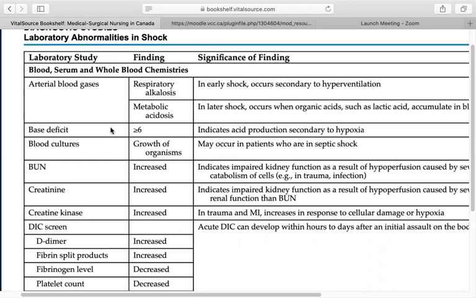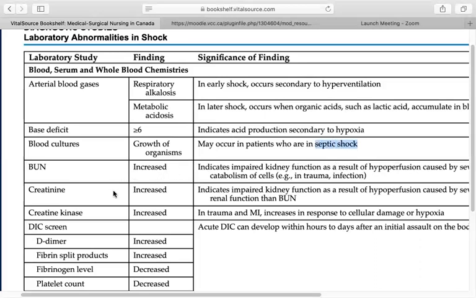Base deficit, don't worry about that one. Blood cultures totally makes sense, especially if we're talking about something like, which one of the shocks does blood culture make the most sense for? Well, it says it right here, septic shock.